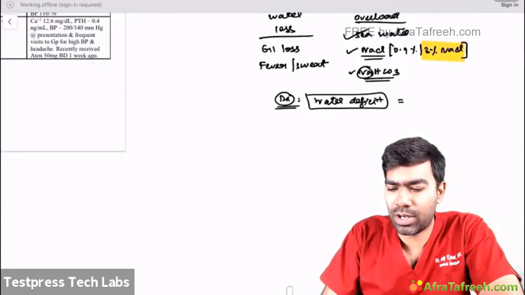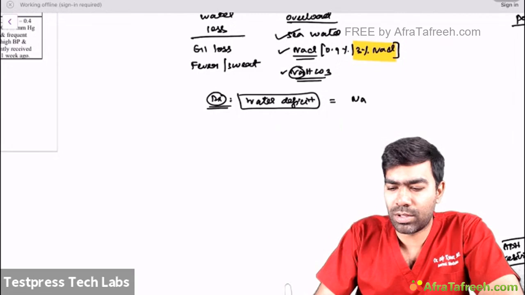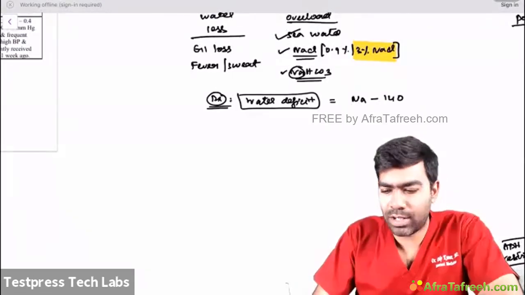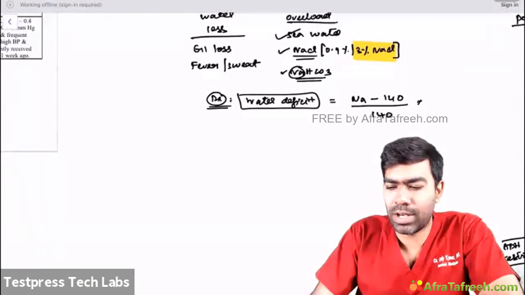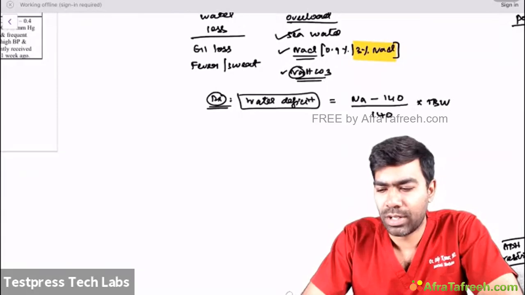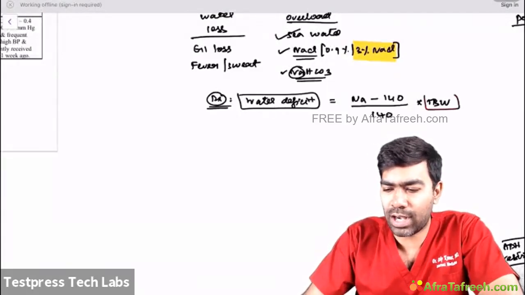How will you calculate water deficit? Water deficit can be calculated by sodium minus 140, which means the sodium that is actually present right now, minus 140, divided by 140, multiplied by total body water. So this is something that is going to tell the water deficit. So now you know how to calculate the total body water.